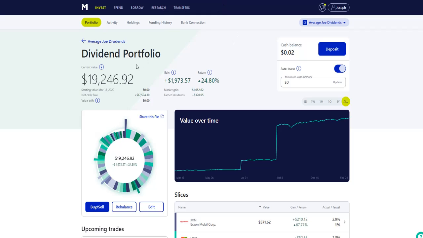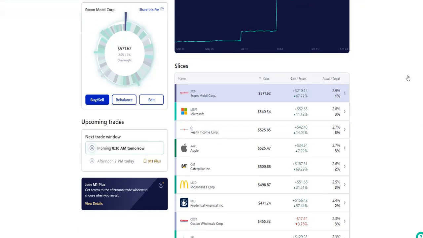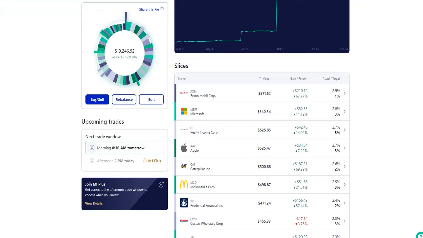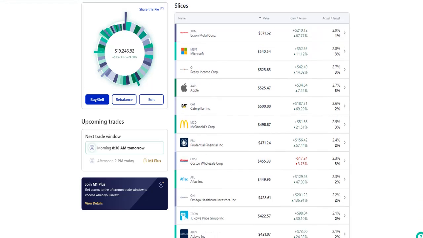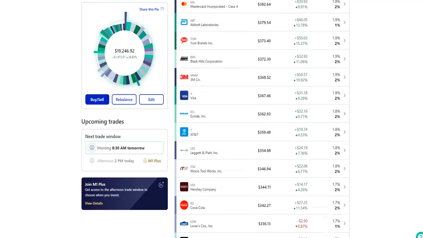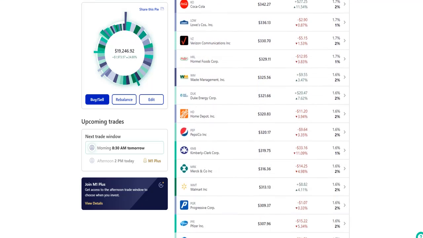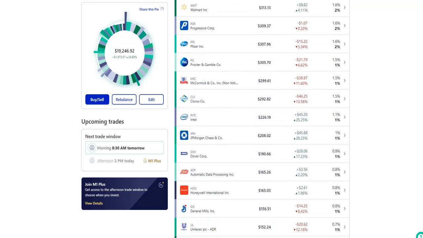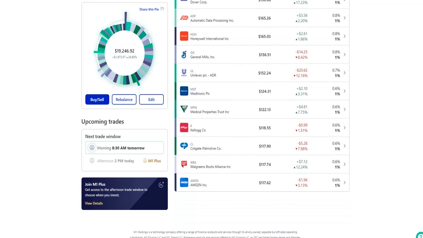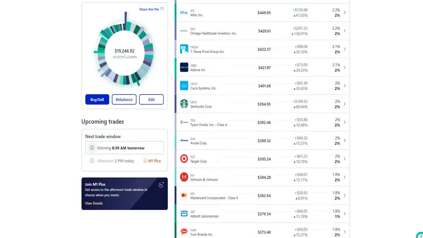And here I am in my M1 account, and I'll just give you a quick overview of my portfolio. Right now I have 58 different positions. Just going to scroll through these. You can look below in the link. I'll leave a link below so you can see what I have in my portfolio.